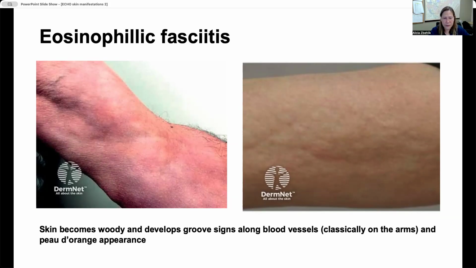And eosinophilic fasciitis, it's skin thickening. It is different in the way it presents from scleroderma. It's a deeper level of thickening, and that's why you get this groove sign. You can see it often on people's arms, in particular, where along a blood vessel, it'll be kind of a dip, instead of it being smooth. And then the skin can also be kind of rough, looking like an orange peel appearance.